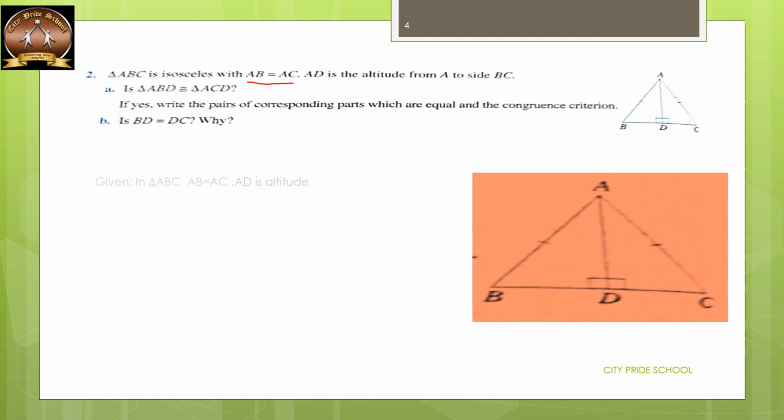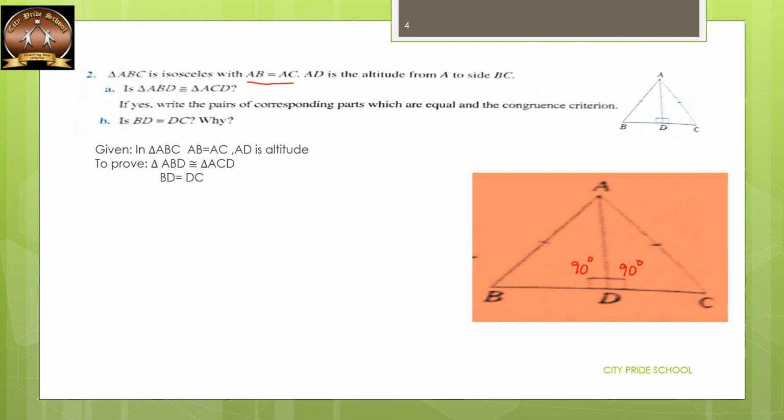Now let us write what is given. Given is, in triangle ABC, it is an isosceles triangle. An isosceles triangle is a triangle where two sides are equal. So here it is given that AB is equal to AC. AD is altitude. An altitude is a line drawn from the vertex to the opposite side, and it is perpendicular to the opposite side. So I can say that each angle is equal to 90 degrees. Now we have to prove that triangle ABD is congruent to triangle ACD, and also prove that BD is equal to DC.